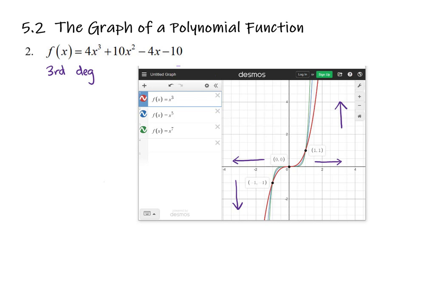This is when our coefficient is positive, which is what we have. We have a positive 4 as our leading coefficient. Now if our leading coefficient was negative, we would flip these, and so it would go the other direction. But we're going to go ahead and use this as our guide.